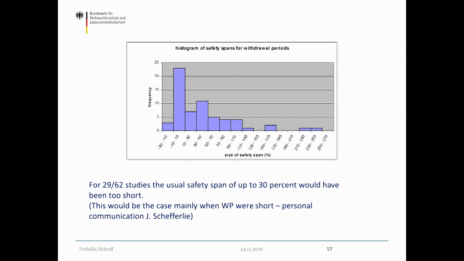So in 29 of 62 studies, the usual safety span would lead to too short withdrawal times. The 30% safety span is the maximum safety span. But you can see here for most of the studies, it would be fine. So it goes from 10 to 30, and then it gets longer than 30. All these are not correct when you use the statistical approach. So this contradicts a bit the assumption that the alternative approach is safe.